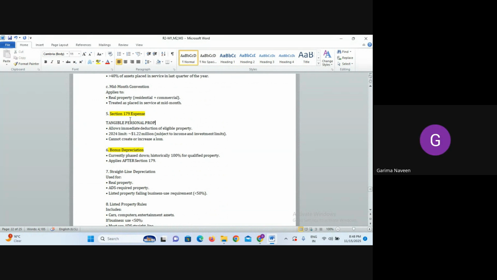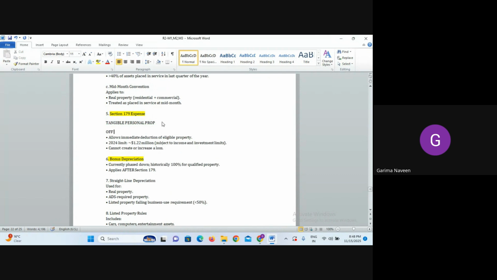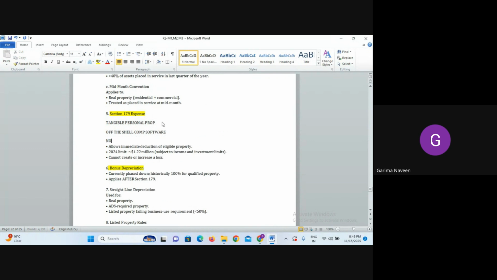So section 179 expense. First of all, you have to check whether the property is qualified property or not to deduct these expenses. It will be applicable on tangible personal property or off-the-shelf computer software. Not for real property.